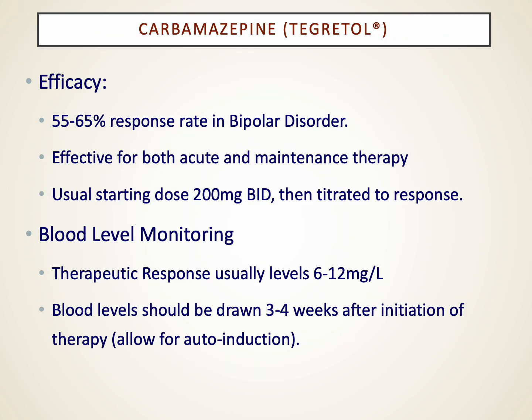The efficacy, about 50% or so get a response in bipolar, and usually we start at 100 to 200 twice a day and titrate to response. That 200 twice a day dose, some folks will actually get GI upset with that, so some folks start at 100 milligrams twice a day for a day and then move up to 200 twice a day, and then get blood level monitoring periodically with it.